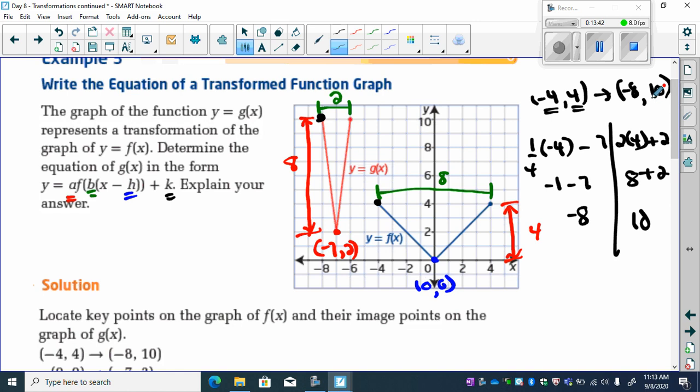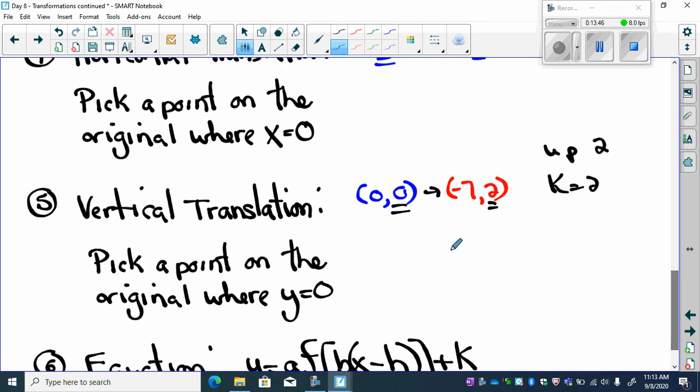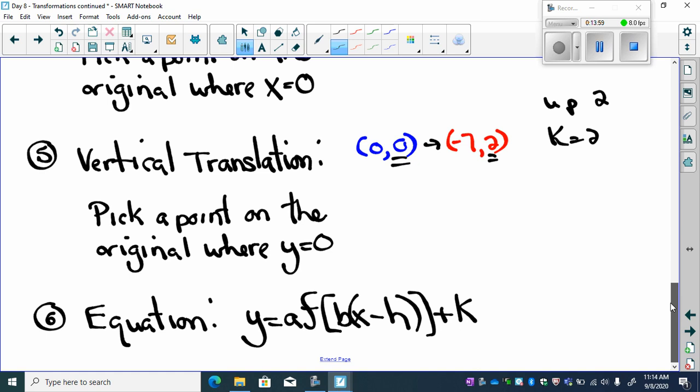So this here is me using the stretch factors as well, but I would suggest picking a point on the original where x is 0 when looking for the horizontal translation, or where y is 0 when looking for the vertical translation. Then you don't have to worry about either stretch factor.